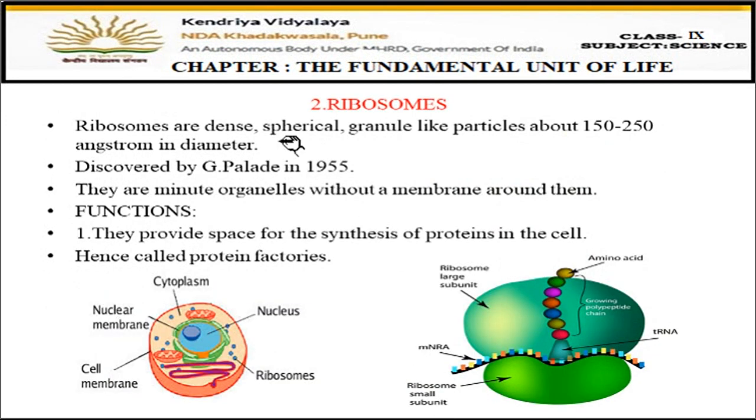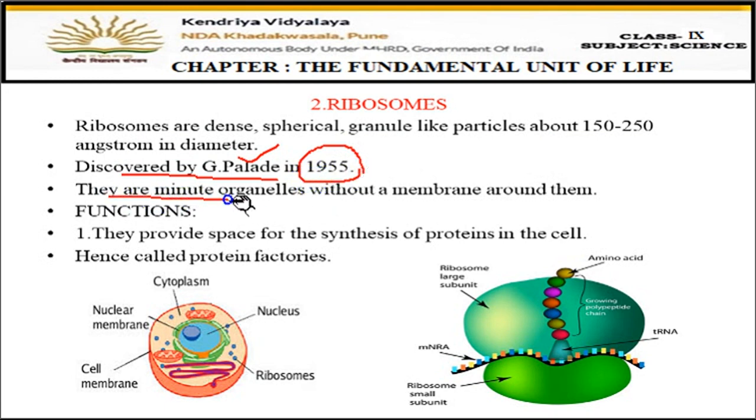Now let's see the next cell organelle, that is ribosomes. So ribosomes are dense spherical granules. They are small spherical structures. They are dense and they are like particles, and the size is 150 to 250 angstroms in diameter. This is the size of ribosomes. Ribosomes were first discovered by Palade, the name of the scientist. Palade is the name of the scientist who discovered ribosome in 1955.